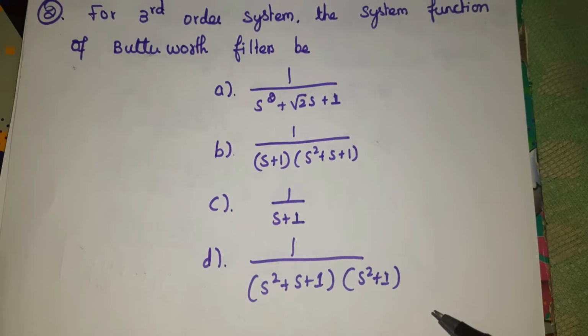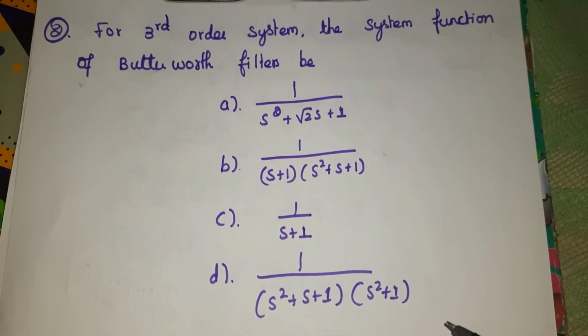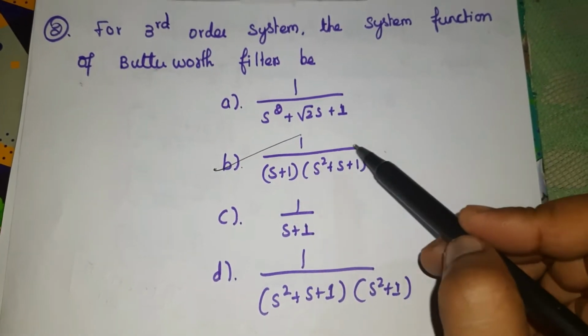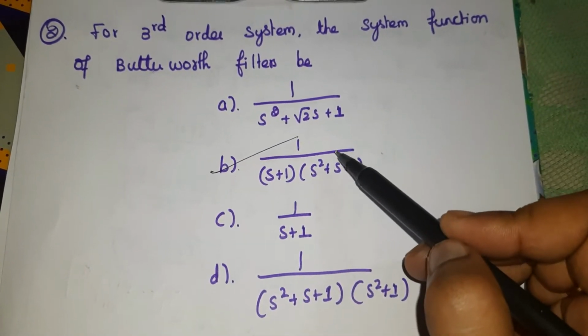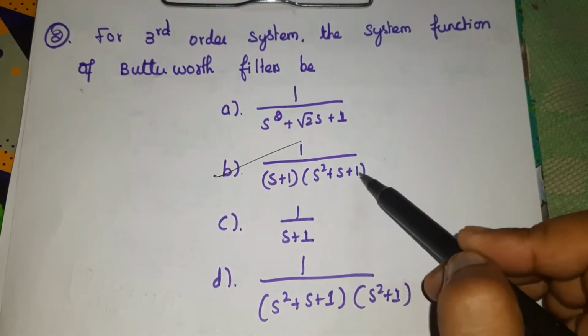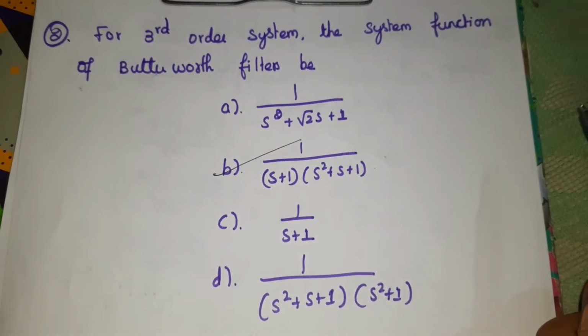Second question, for a third order system, the system function of the Butterworth filter. So here the answer is B. For a third order system, the system function is equal to 1 divided by (s plus 1) into (s square plus s plus 1). So the answer here is B.